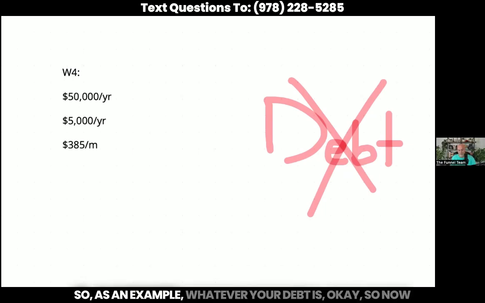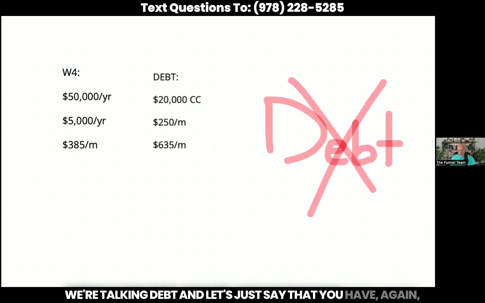So, as an example, whatever your debt is, okay, now we're talking debt. Let's just say that you have, again, we're going to use a big round number here, $20,000 in, we'll just call it credit card debt, okay? If your average monthly credit card bill is, let's just call it $250 a month, now what you're going to do is take that additional $385 that you just made. So instead of paying a minimum, hypothetically here, let's say your minimum credit card payment is $250 a month.